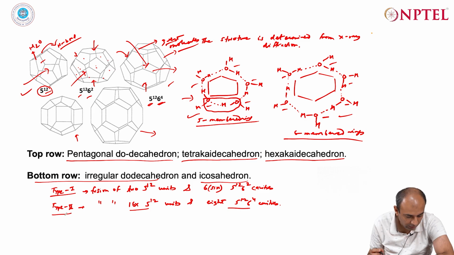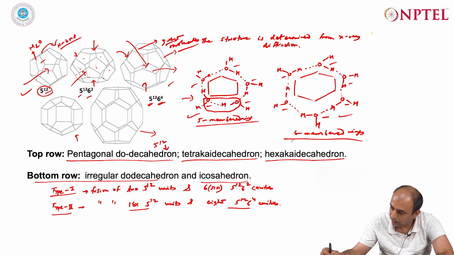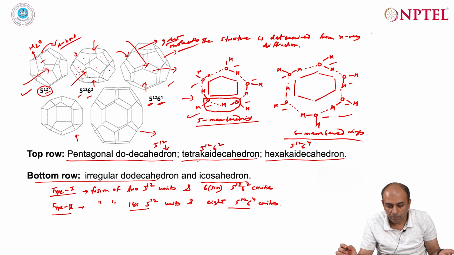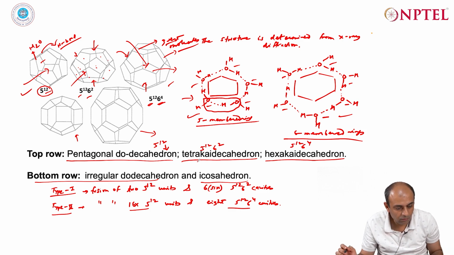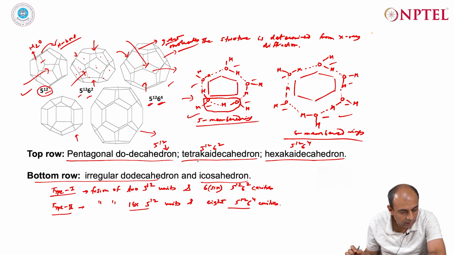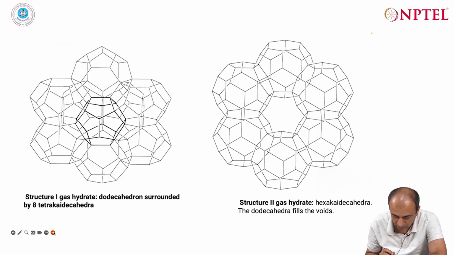And as I told you, the 512 unit is the dodecahedron, and the 512-6-4 unit is the hexachedecahedron, and the 512-6-2 unit is the tetrachedecahedron. So now these are the 2 structure types which are present, and let us look at how these structure types look like before we go further into their geometrical properties.